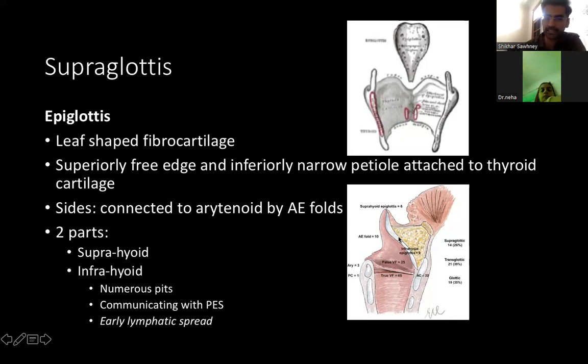The epiglottis has numerous pits and numerous holes in its surface, through which the tumors in the supraglottic region can communicate with the pre-epiglottic space that is present just anteriorly. And that again results in an early lymphatic spread in these tumors.